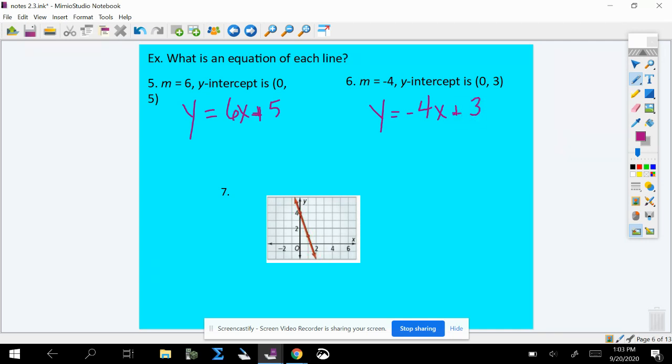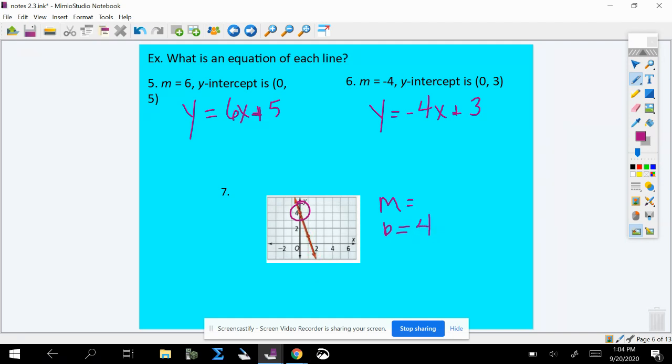Another option is it could be given to you visually. So this is one where you'll have to look at the graph and figure out what are the slope and what's the y-intercept. So I usually make a little kind of chart for myself off to the side. My y-intercept is usually very easy to identify. It's wherever it crosses the y-axis, and in this case it's 4.